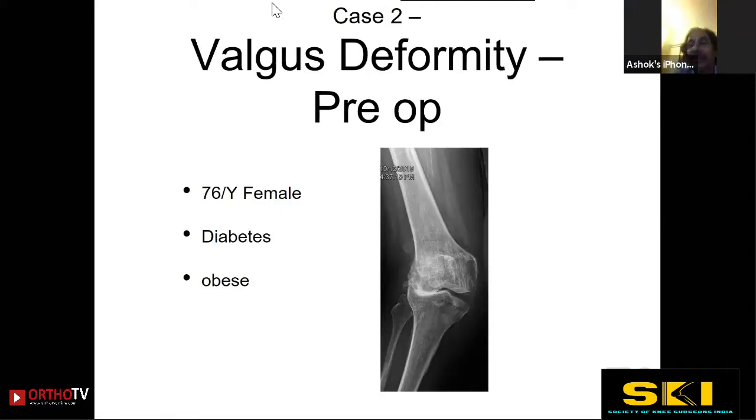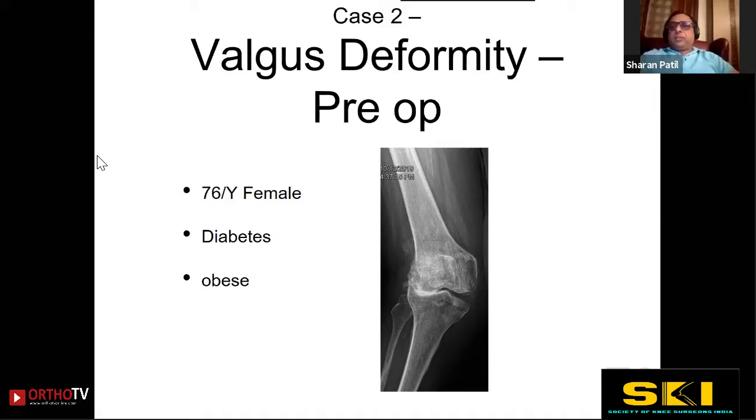Right. So this is a patient who is a 76-year-old diabetic, obese female patient. So as you can see that there is a fairly severe valgus deformity in this lady. Very quick, maybe Sharon, seeing that it's your birthday, we'd like to give you a nice birthday present. First thing is, walk us through your thought process with this knee.